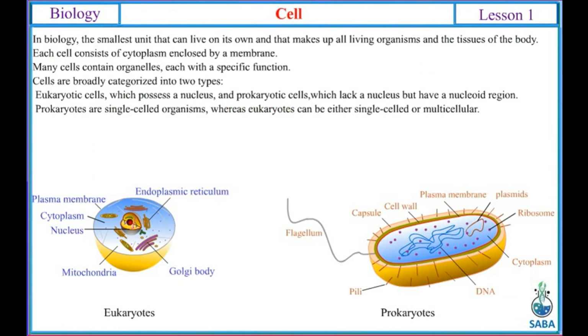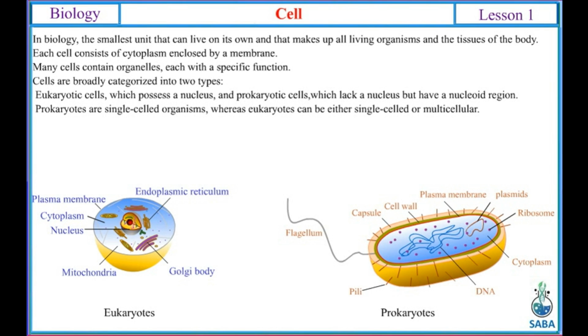In biology, the smallest unit that can live on its own is the cell, and that makes up all the living organisms and tissues of the body. Each cell consists of cytoplasm enclosed by a membrane. Many cells contain organelles, each with a specific function.